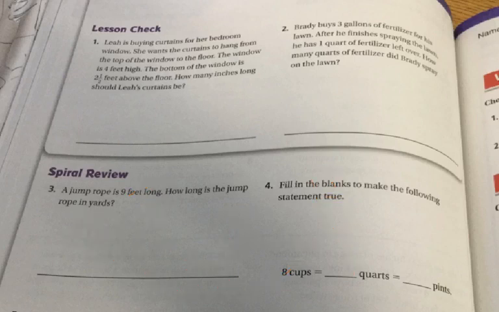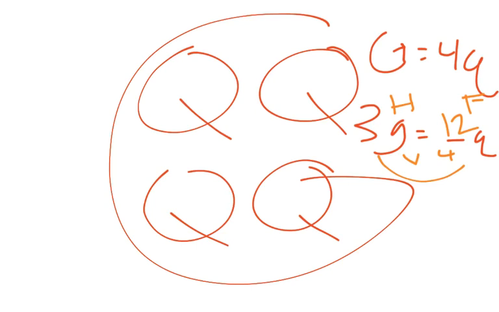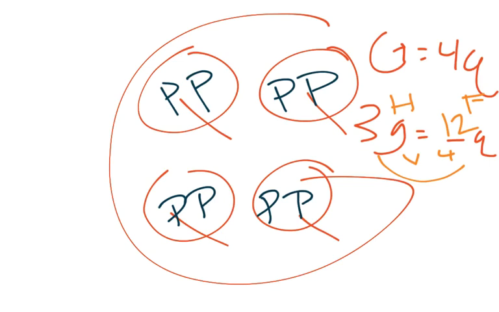Fill in the blanks to make this true. 8 cups is how many quarts and how many pints? So good thing I have my picture, I can finish. There are 2 pints in every quart, so each queen has a prince and a princess, and each prince and each princess has 2 cats.